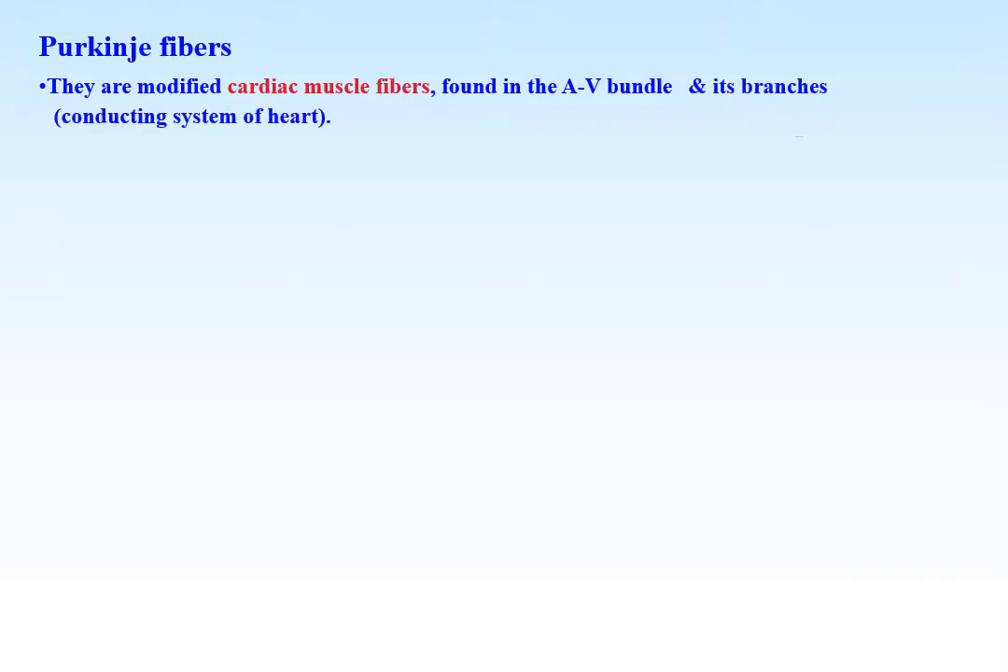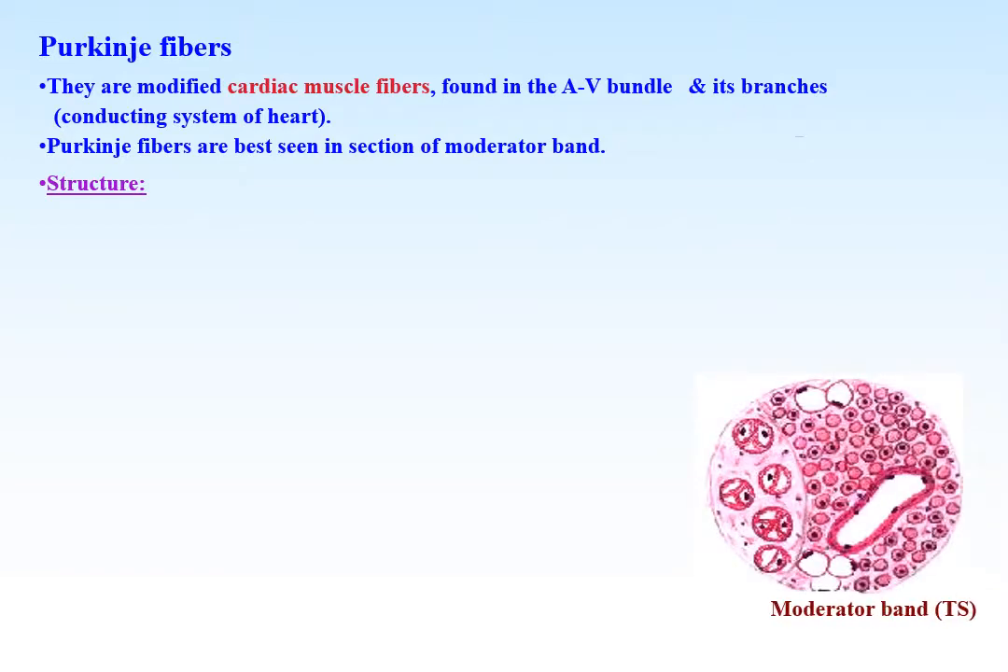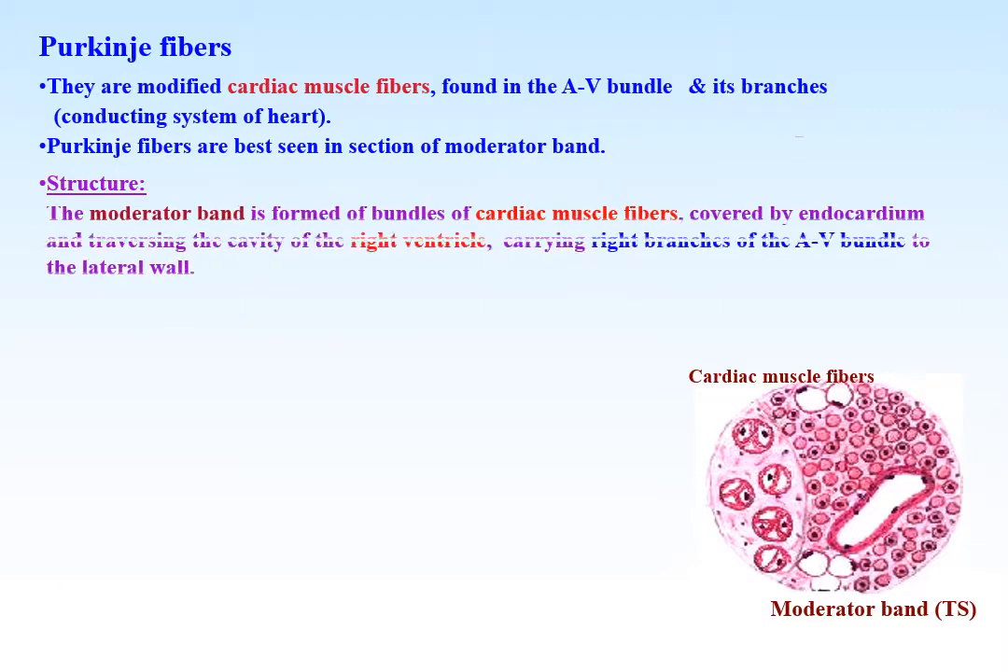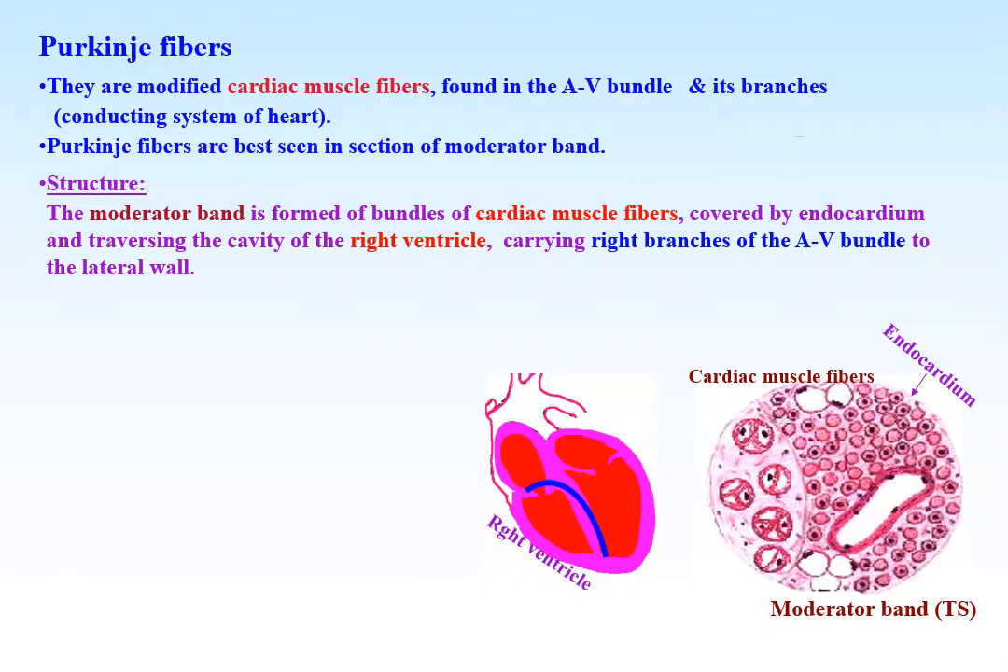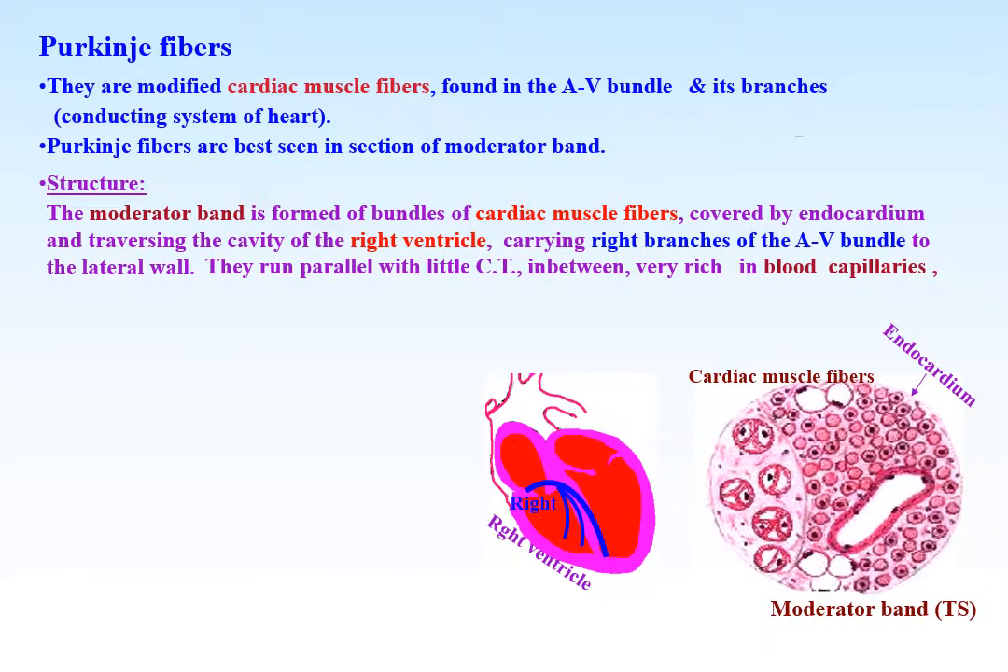Purkinje fibers or cells. They are modified cardiac muscle fibers found in the AV bundle and its branches. Purkinje fibers are best seen in sections of moderator band. Structure. The moderator band is formed of bundles of cardiac muscle fibers covered by endocardium and traversing the cavity of the right ventricle, carrying right branches of the AV bundle to the lateral wall. They run parallel with little connective tissue in between, very rich in blood capillaries, nerves, and some fat cells.